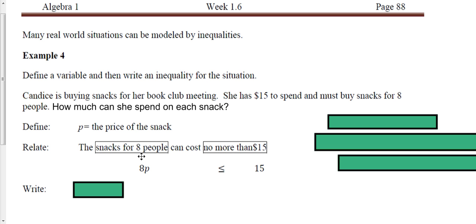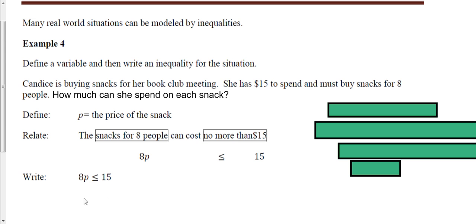Snacks for 8 people, 8 times the price of one snack, less than or equal to $15. So that's our inequality: 8 times P, 8 people times the price of each snack, less than or equal to 15. Well, we're not going to solve that now. Next lesson we'll solve. Just how to write it.